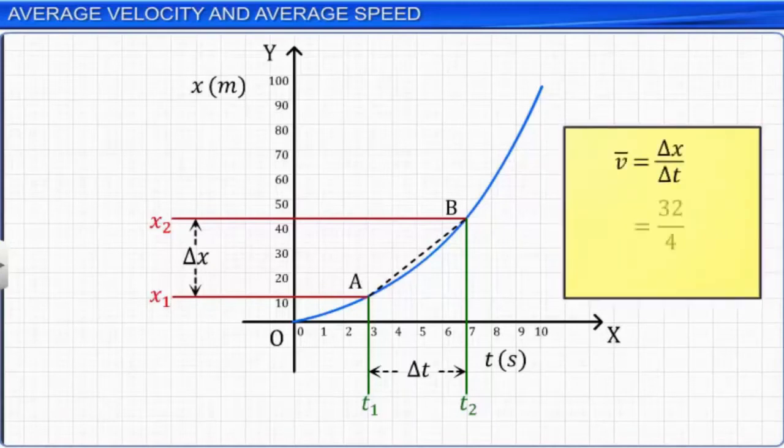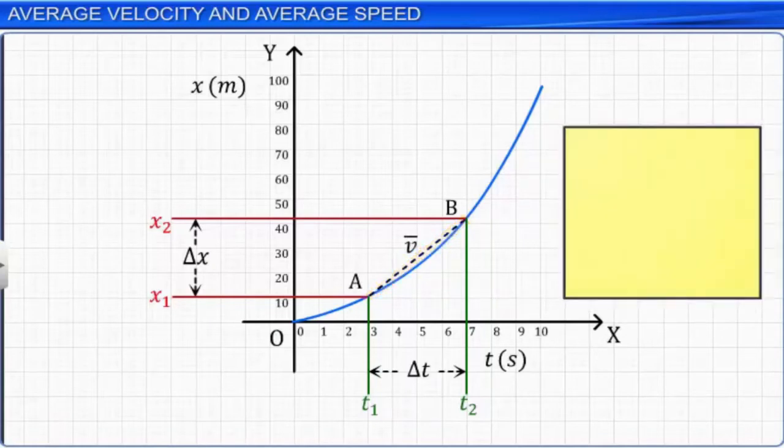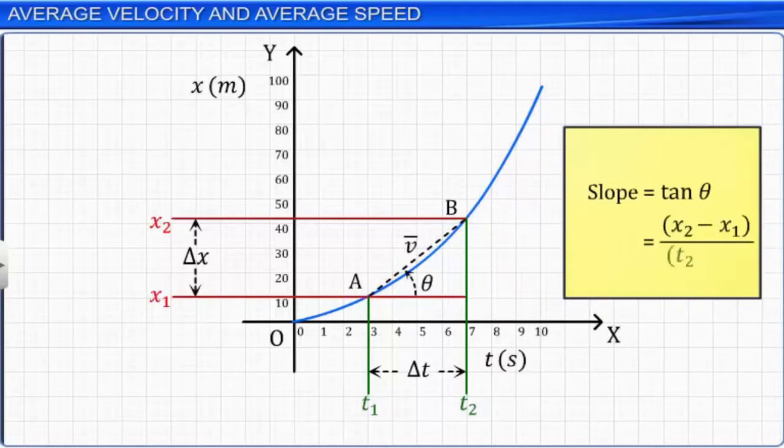V bar represents the slope of the line joining points A and B. Slope is equal to tan theta, which is equal to x2 minus x1 by t2 minus t1. If you observe the graph carefully, you will find that the displacement is different in different intervals of time.